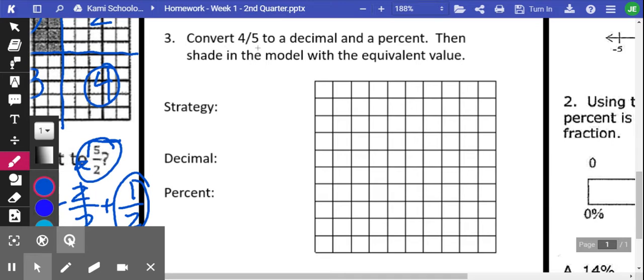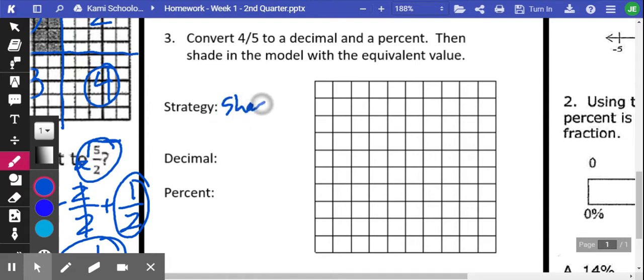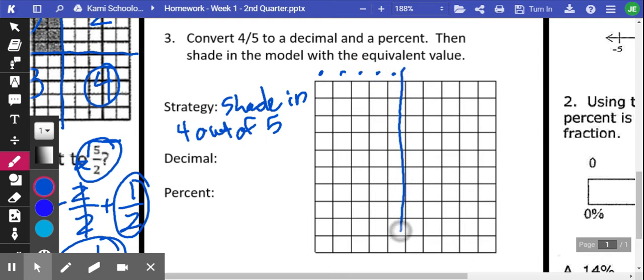So convert 4/5 to a decimal and a percent. So the strategy is we can shade in 4 out of 5. So if we look at our blocks here, we got a 10 by 10. So we got 1, 2, 3, 4, 5. So there's 5.